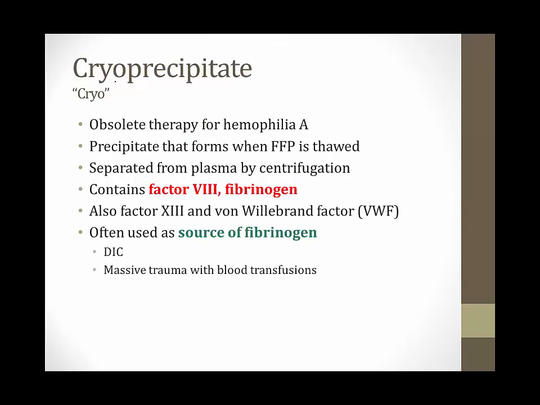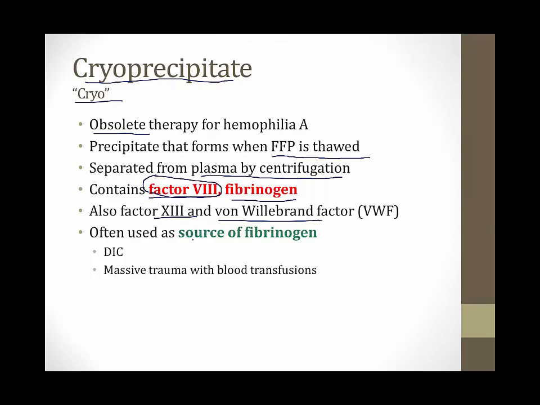Another therapy for hemophilia A is cryoprecipitate, which is often just called cryo. This is an obsolete therapy for hemophilia A. It used to be used before factor 8 was readily available. Cryoprecipitate is the precipitate that forms when fresh frozen plasma is thawed and then separated from plasma by centrifugation. It contains lots of factor 8 and also lots of fibrinogen. It also contains some factor 13 and some von Willebrand factor. So before there was factor 8 available, this would be used as a source of factor 8.